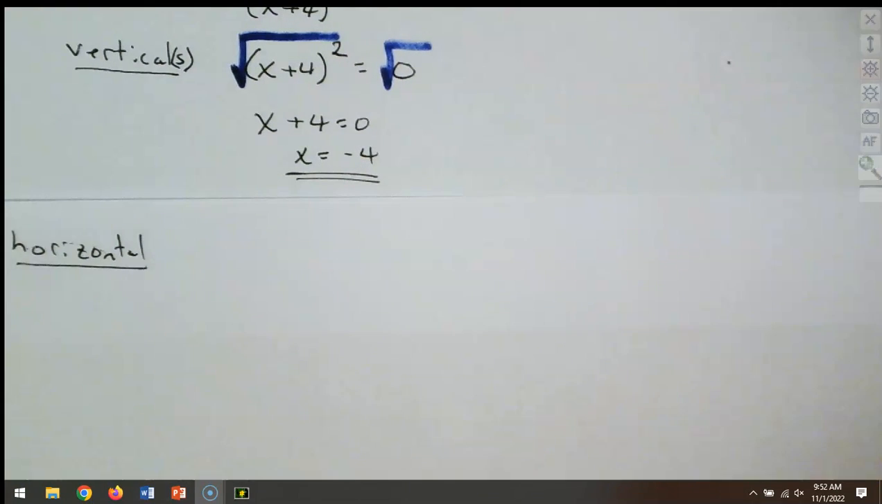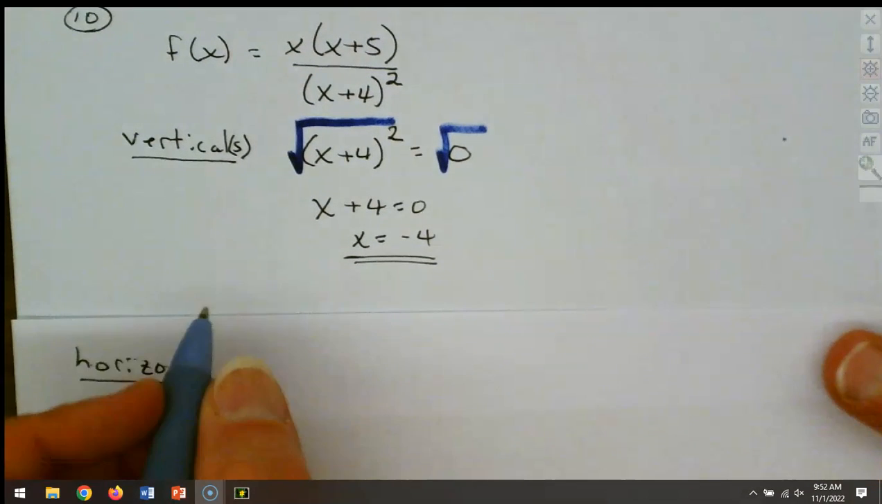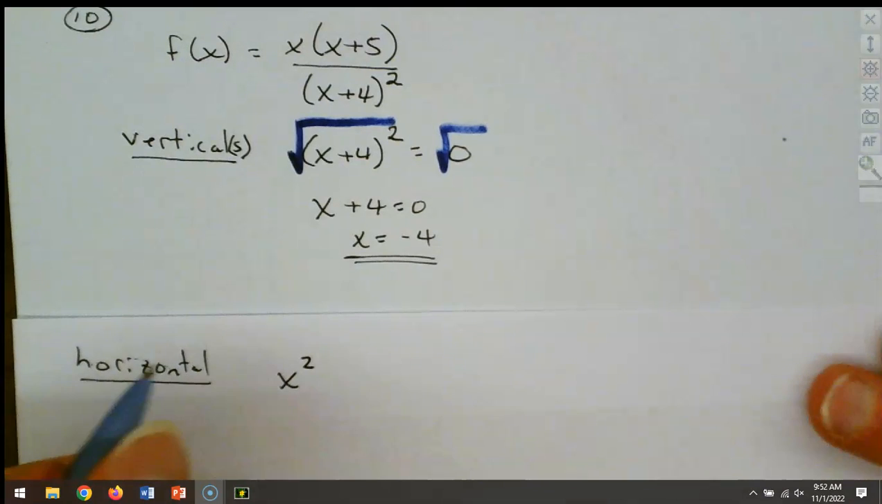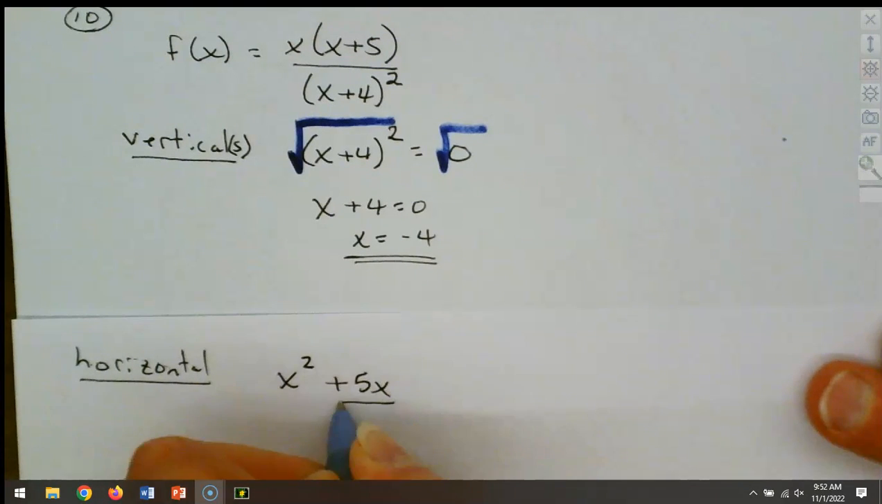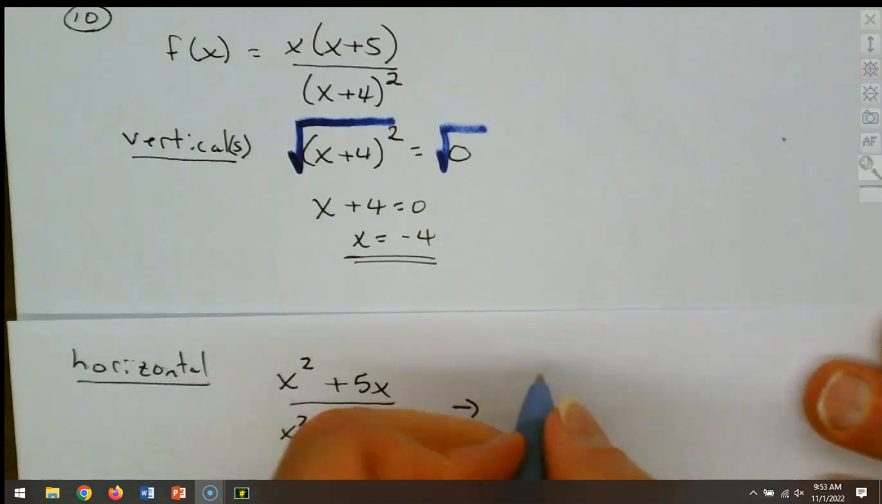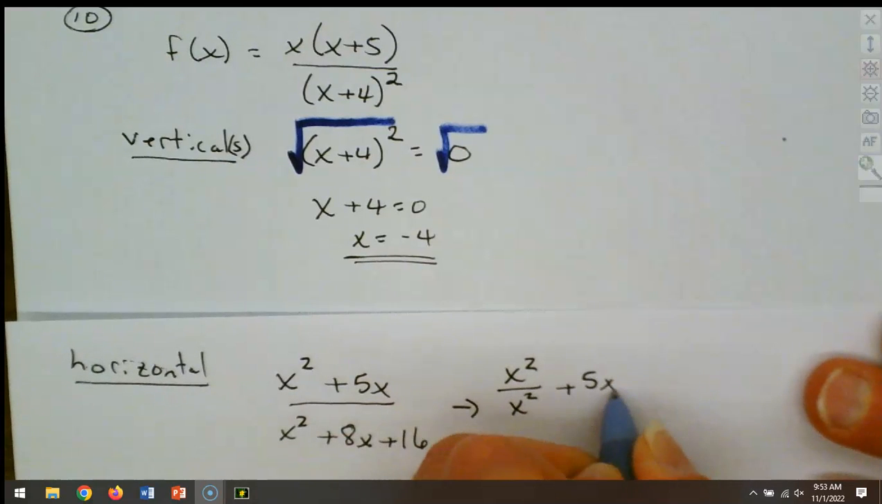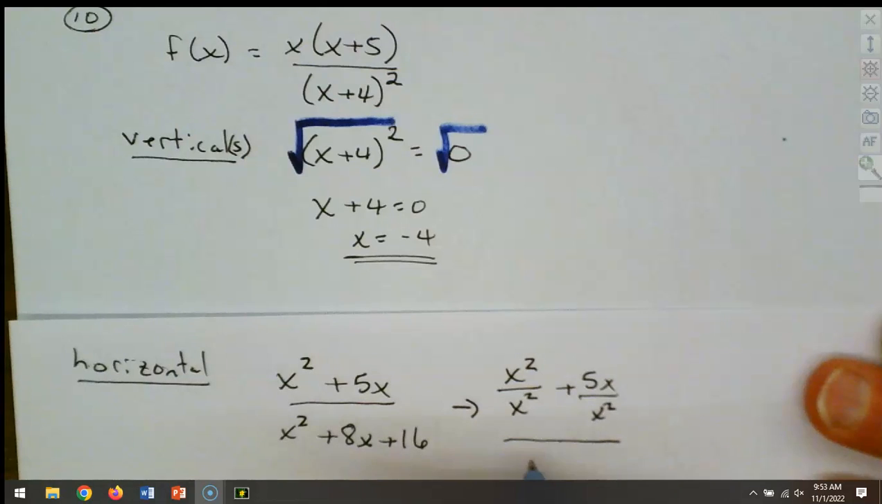So I'm going to go ahead and distribute that x through and square out that x squared plus 4. So that's going to give you, if I distribute it through, an x squared plus 5x over x squared plus 8x plus 16. Now, when we find our horizontal, what do we do? We divide everything by the highest power, which is going to be what? X squared, someone said it. So let's go ahead and do that. And then this is going to help us eliminate another answer choice or two.